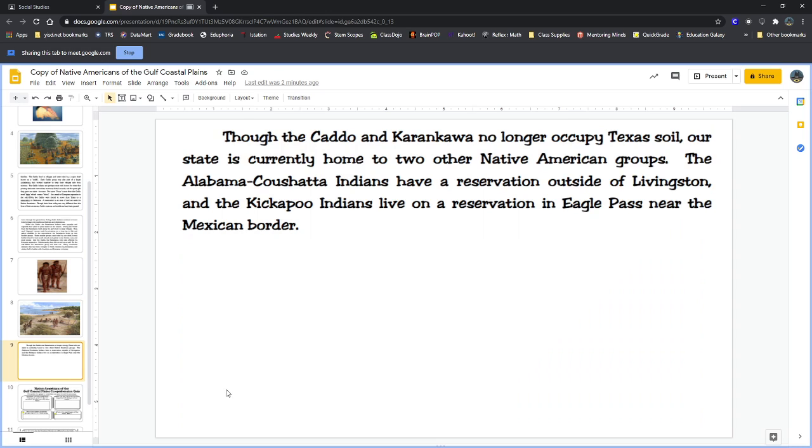Yeah, they have some pretty cool displays at different museums and things like that about different tribes. And this last paragraph tells us that even though the Caddo group moved on to a reservation outside Texas, and even though the Karankawa group died out, there are two other groups that still live here in Texas: the Alabama Coushatta Indians and the Kickapoo Indians.